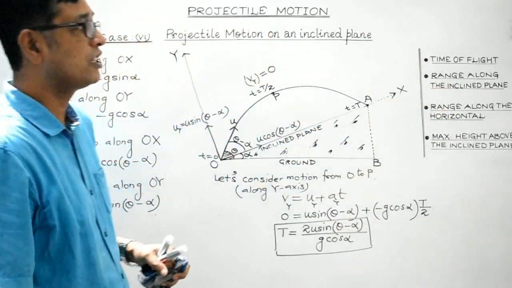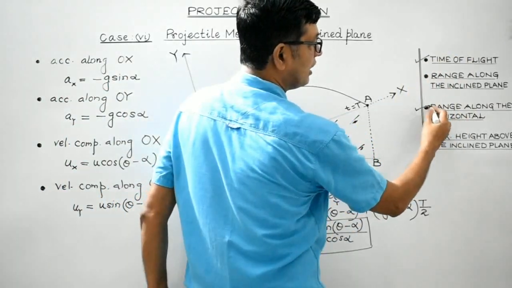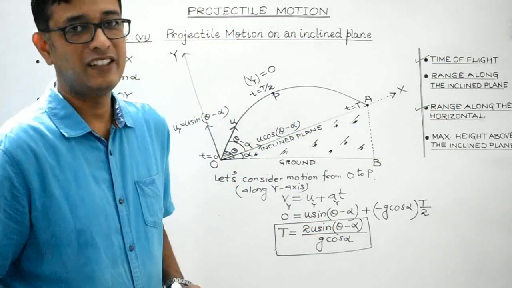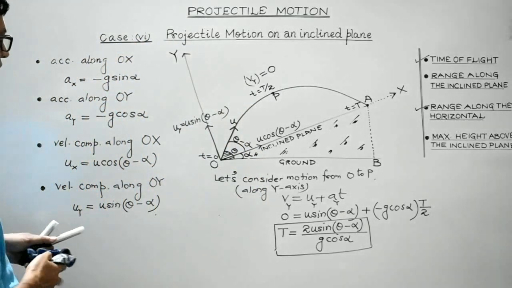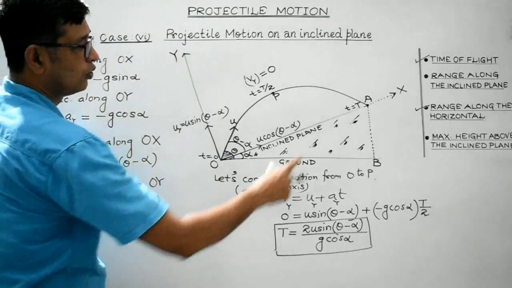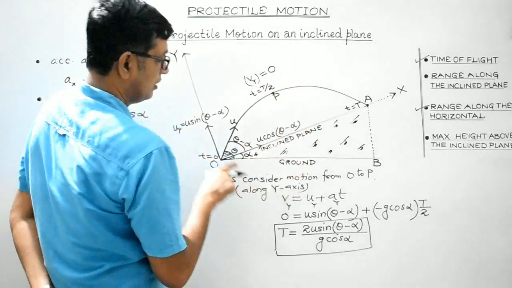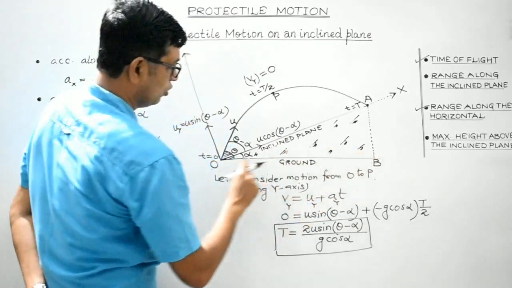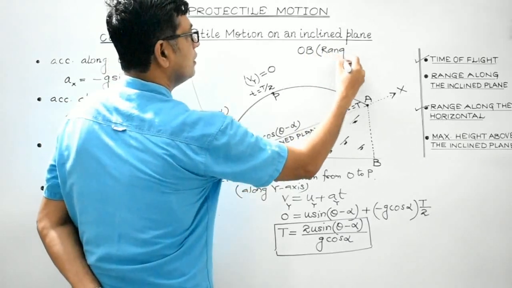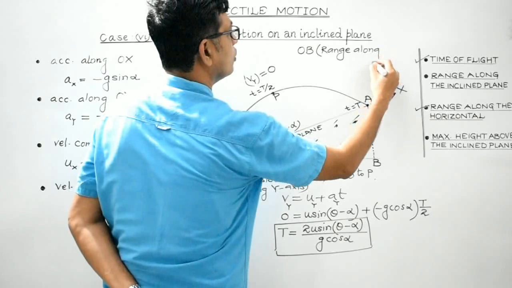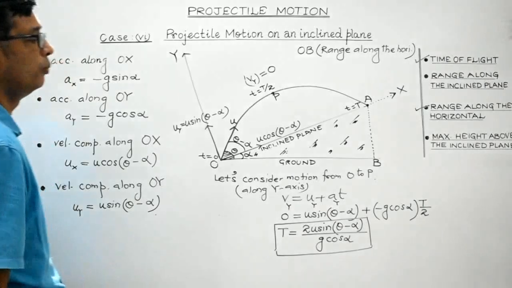Now let's find out the expression for the range. First, we will try to find out the range along the horizontal, and then we can easily get the range along the inclined plane, just by using common sense, right? So let's proceed with that then. First and foremost, let's try to find out the range along the horizontal. Range along the horizontal, along OB. OB is the range along the horizontal. Let's try to find out this OB.